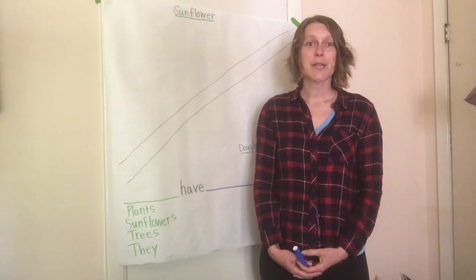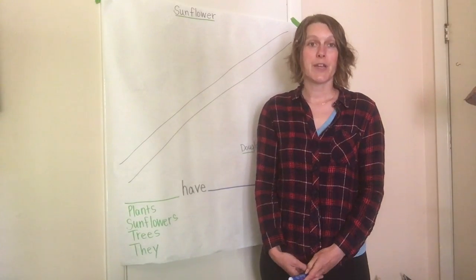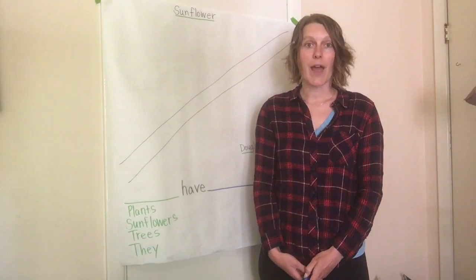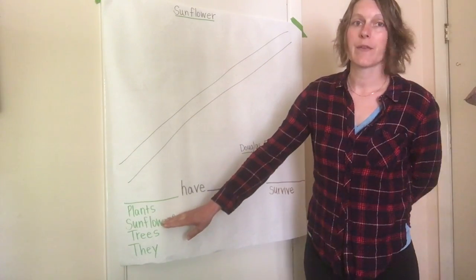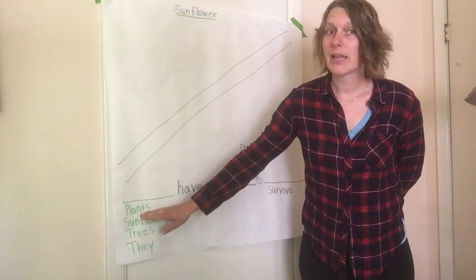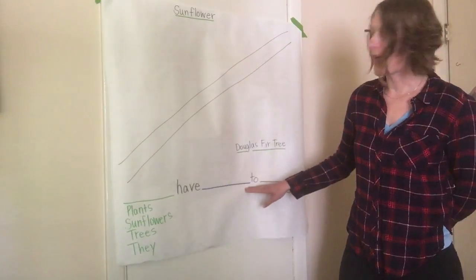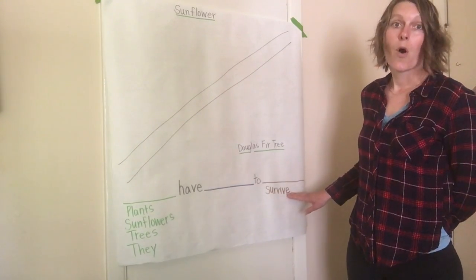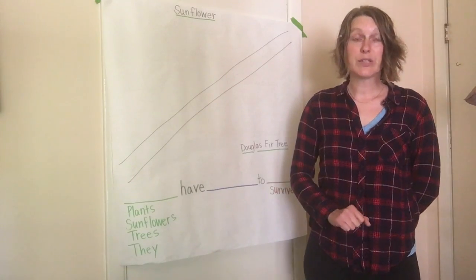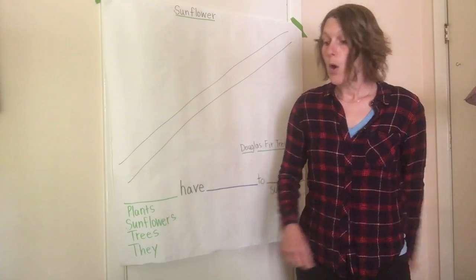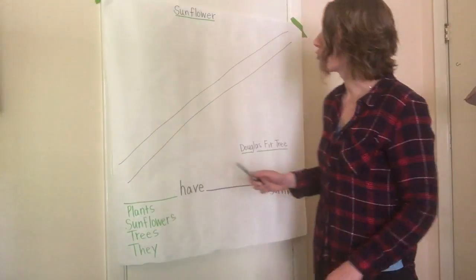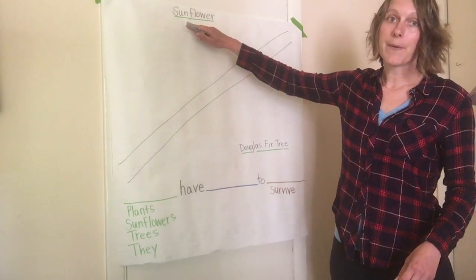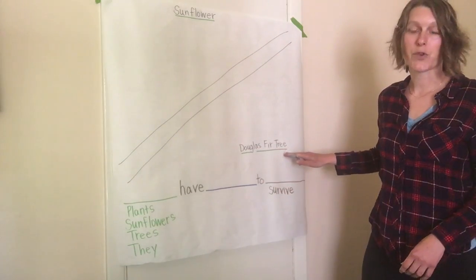Master Scientists. Today we're talking about plant parts and what they're needed for so that plants can survive. So we have our sentence frame down here at the bottom. We're talking about how plants have blank, a plant part, to survive. Or we can tell what that plant part is used for in that part of our sentence. We're going to be comparing and contrasting a sunflower and a Douglas fir tree.